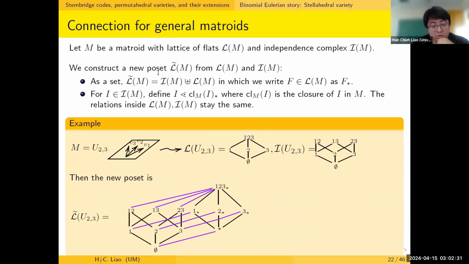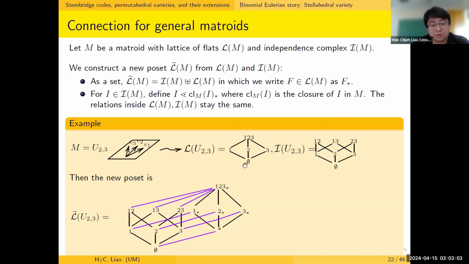We will construct the new poset, this L tilde N, as follows. Let's look at an example. M is a uniform matroid. You can think of it as 3 general vectors inside the plane. In this case, the lattice of flats of the matroid is this thing. And for the independence complex, you consider the inclusion of all the independent sets, and you get this lattice. This is actually the face lattice of the independence complex.